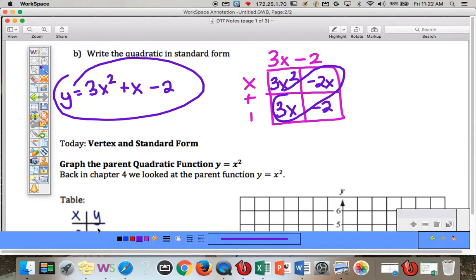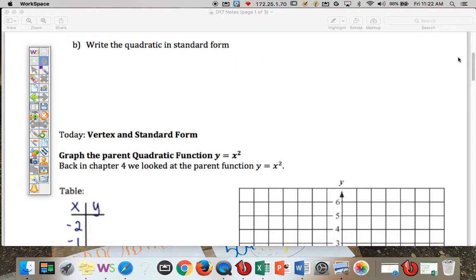So today we look at the final form. It's called vertex form, and it does what it sounds like. It helps you find the vertex without doing that opposite b over 2a. So we'll do an investigation in class.